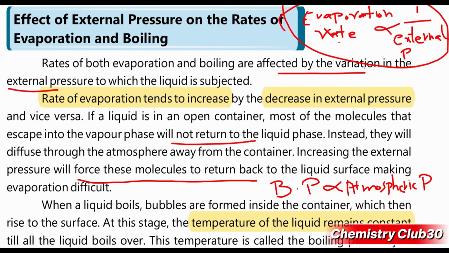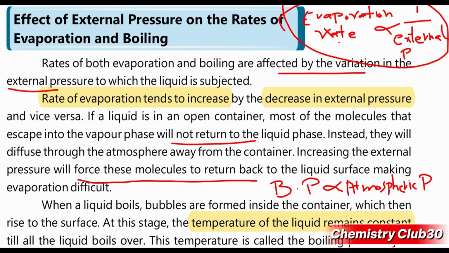When liquid boils, bubbles are formed inside the container which then rise to the surface. At this stage, temperature of liquid remains constant. In previous lesson, we have studied the curves in which we have seen that when boiling point is reached, then there is no change in the temperature until all the liquid has been converted to the vapor phase. This temperature is called the boiling point.